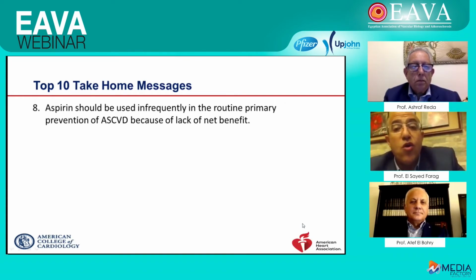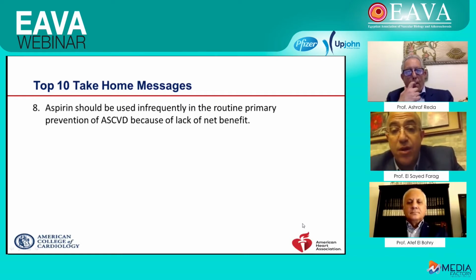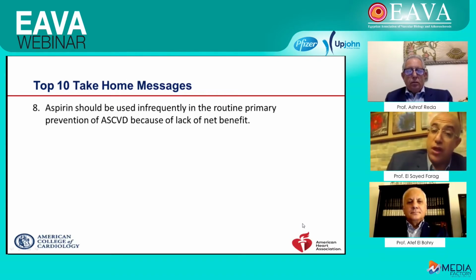Number eight, which is also one of the important evidences which came to the stage in the latest evidence, is the role of aspirin in primary prevention. As we all see from the ASCEND trial, there is a lack of net benefit for using aspirin, especially for those patients with low or moderate risk for atherosclerotic cardiovascular disease.